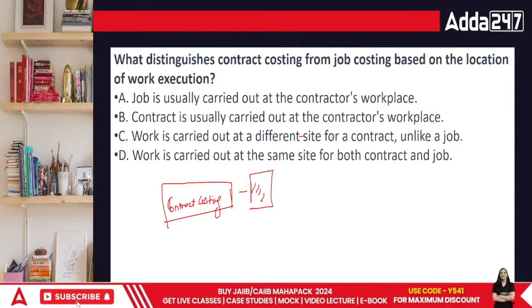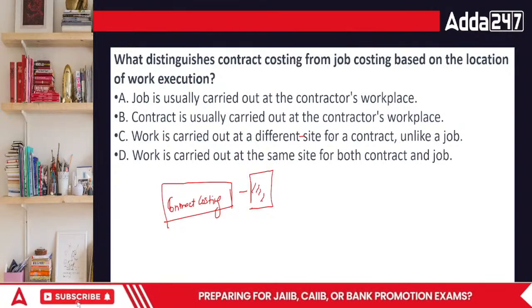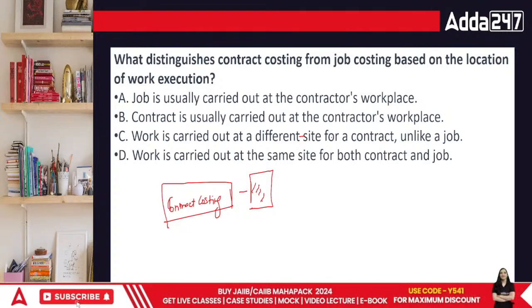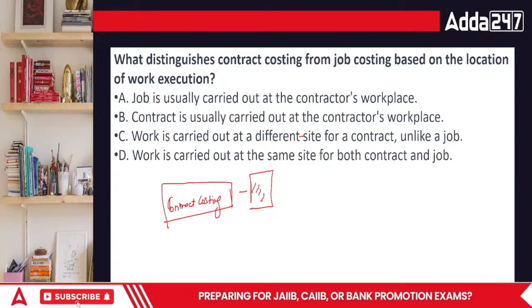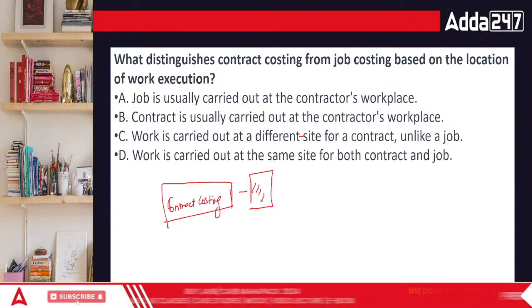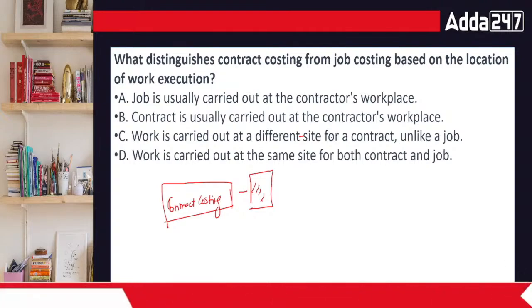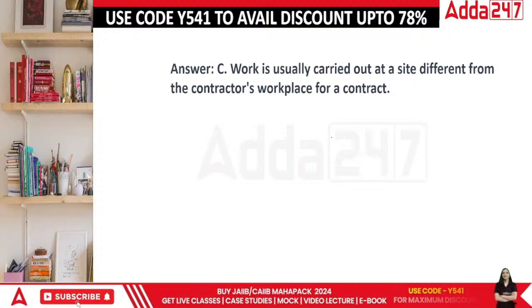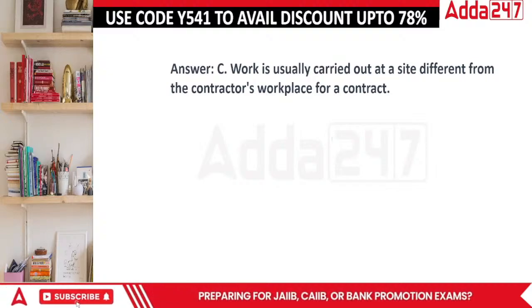It is the same thing. Contract work is carried out at different sites, unlike a job. For a job you bring it to the organization so that it becomes easier for you to work, isn't it? Work is carried out at the same site for both the contract and the job? No. So in this case, the work is usually carried out at a different site from that of the contractor's workplace for the contract. It is not based upon their workplace.